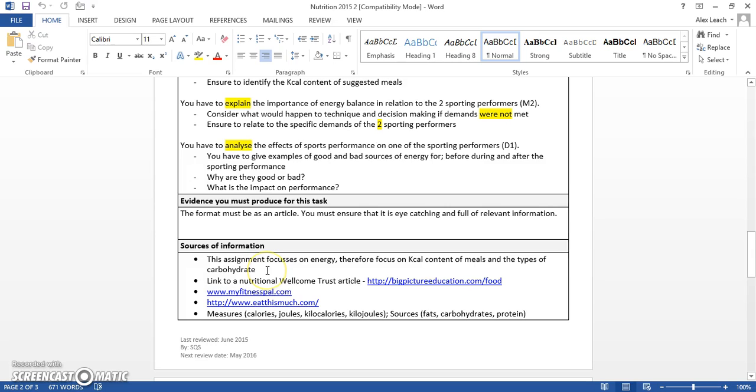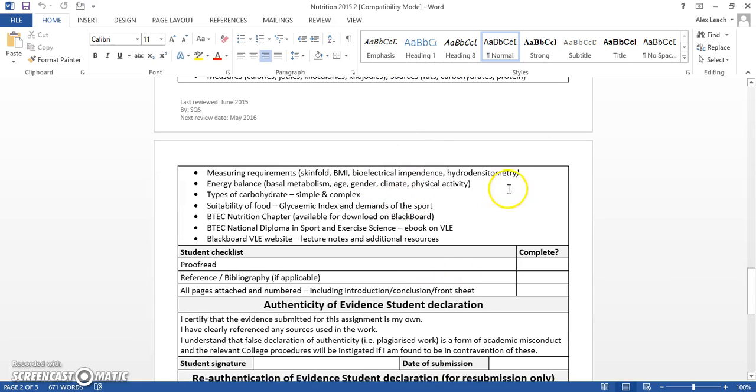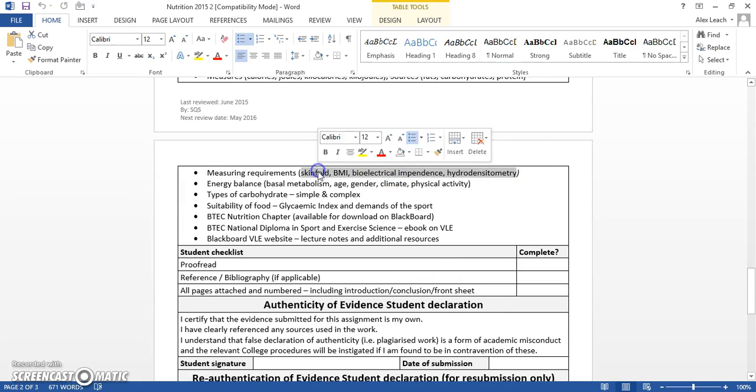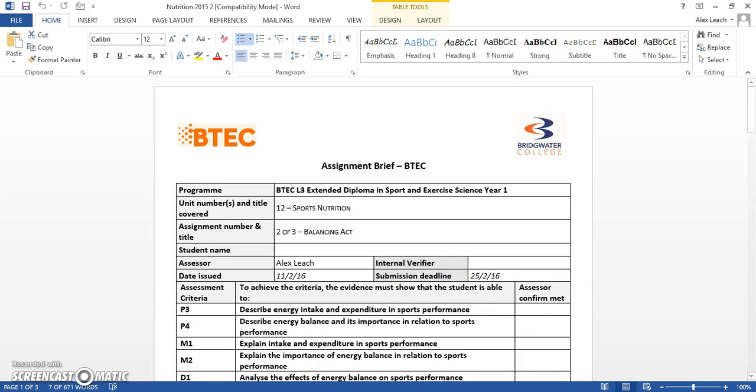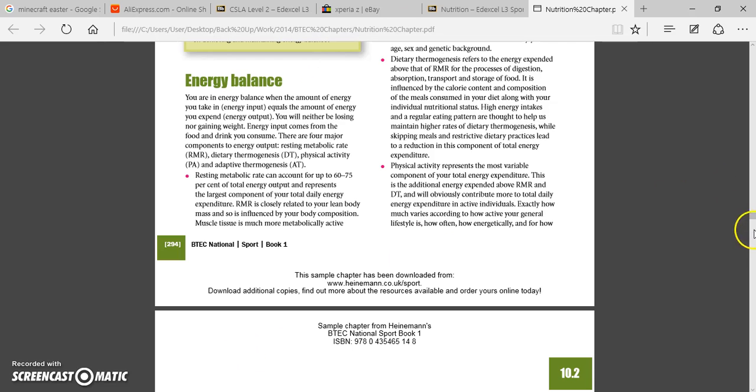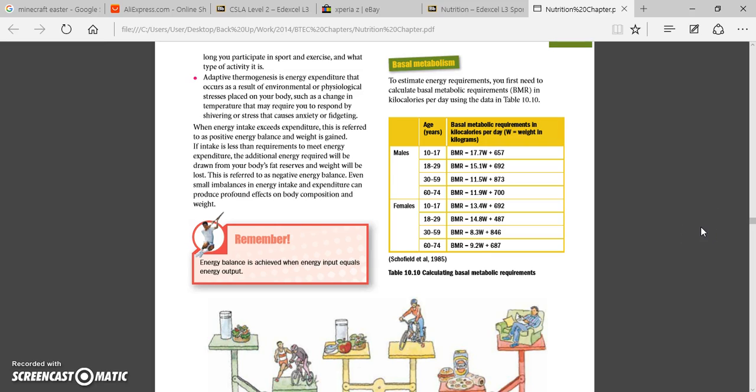So, if you look at sources of information, utilize MyFitnessPal. Look here just for an idea of what an article can look like, just to give you a bit of inspiration. I'm telling you here what the measuring requirements are. Things that affect energy balance. There's the 5 things we discussed earlier. And basically, everything's here to help you. Utilize this video, read the front sheet properly. Like I said, use this chapter really well. And just utilizing everything at your disposal to the best of your ability will give you the best chances of succeeding in this assignment.